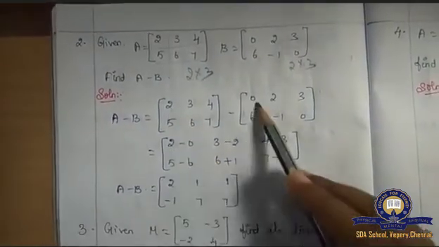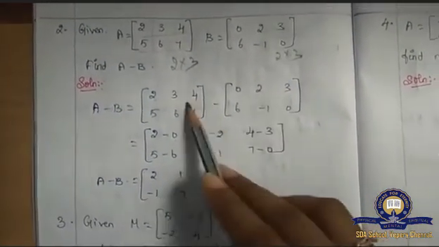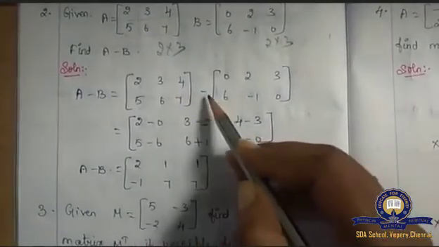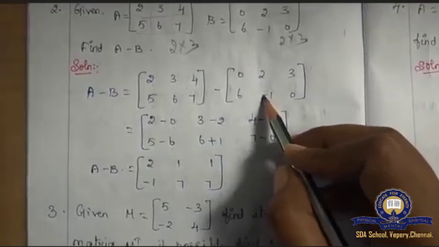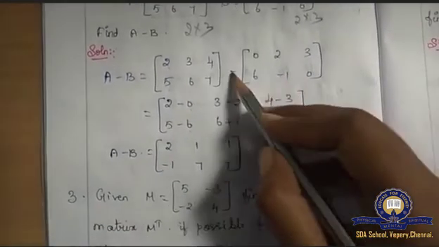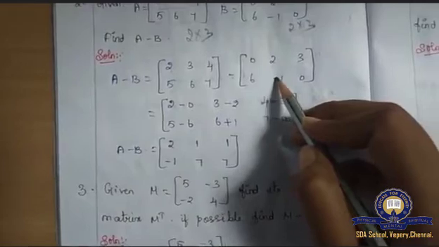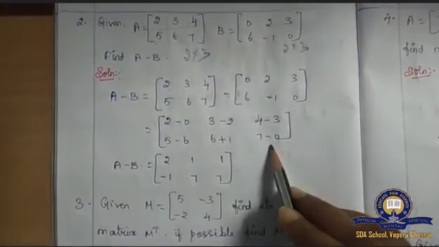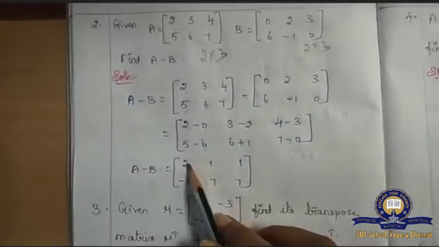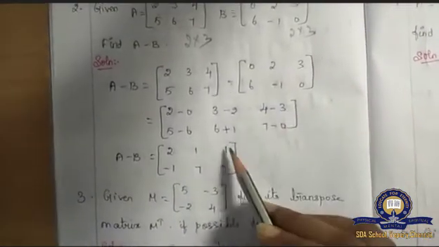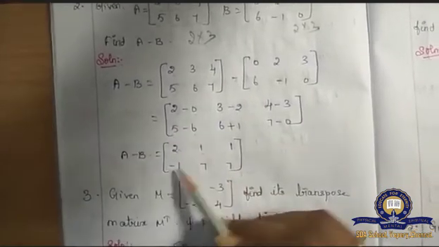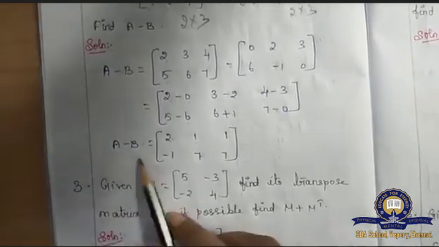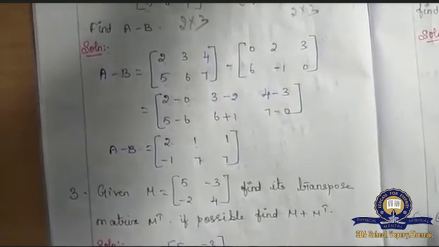Here I am going to subtract 2 minus 0, 3 minus 2, 4 minus 3. Likewise 5 minus 6, 6 minus of minus 1. Okay, we have to be sure here: minus, here we have 1 minus, here we have 1 minus. So what will happen? Minus into minus will become plus, right? So 7 minus 0. Now 2 minus 0 is 2, 3 minus 2 is 1, 4 minus 3 is 1, 5 minus 6 is minus 1, 6 plus 1 is 7, 7 minus 0 is the same 7. So this is A minus B.